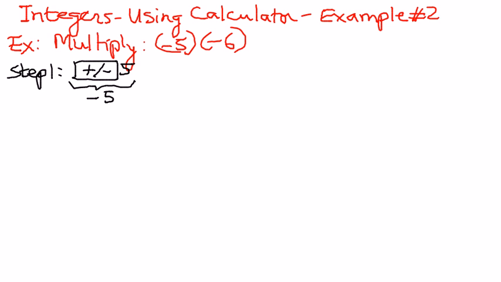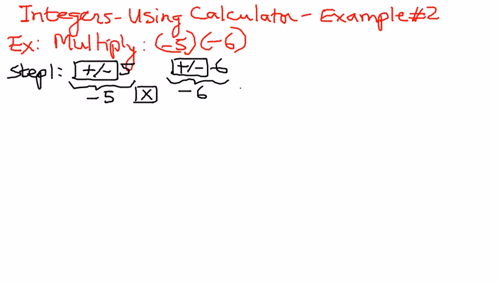Then use the multiplication symbol which is available to you in your calculators. That is the multiplication sign. Use the multiplication button and then enter the number -6. As first, enter this positive negative button and then enter the number 6. The calculator should display a number -6 like that.